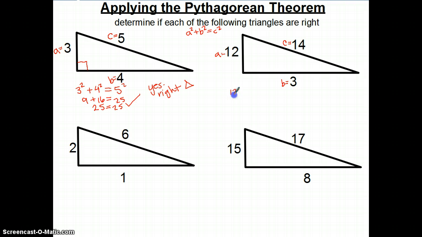So a squared, that'll be 12 squared plus 3 squared equals my c, which is 14 squared. If this works out, then it will be a right triangle. 12 squared is 144 plus 3 squared, which is 9, is equal to 14 squared, which is 196. From here I simplify. 144 plus 9 is 153, and that does not equal 196, so this is not a right triangle. Go ahead and try the next two on your own after pausing the video.